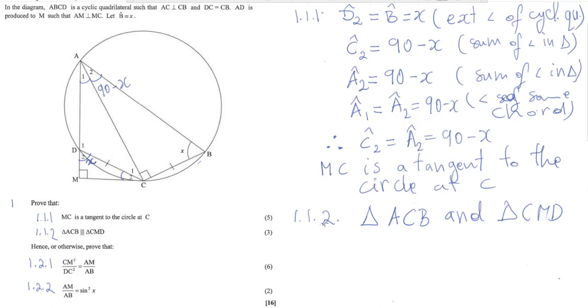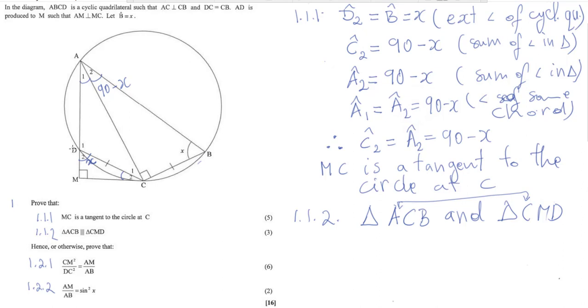Okay, now let's look at what we have done already. If you look at the angle A of triangle ACB, this is the angle that we are looking for, A2, should be equal to the angle C from the triangle what?